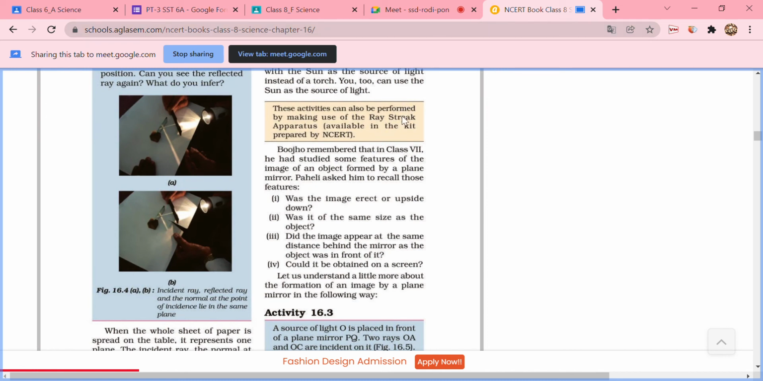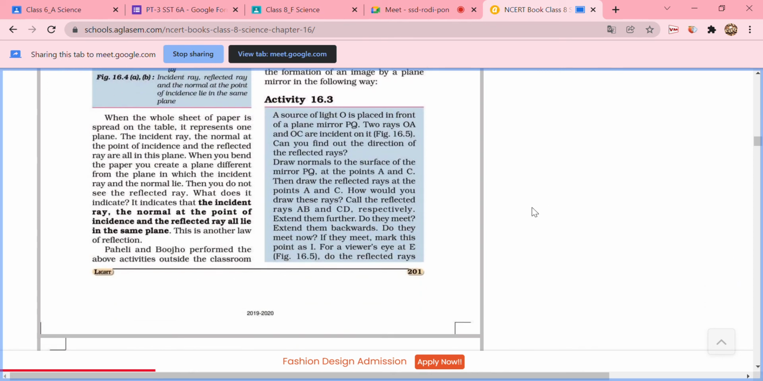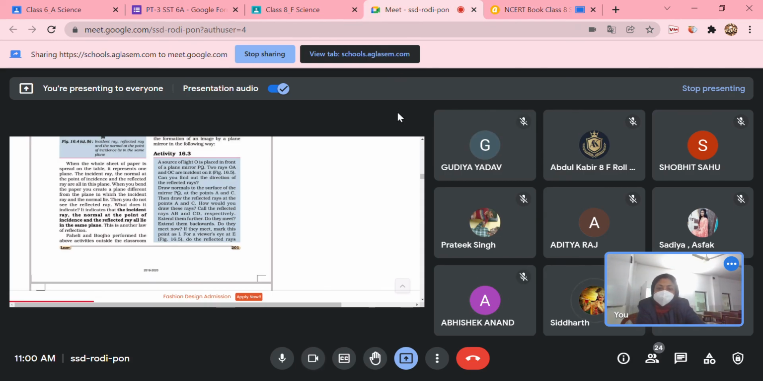Yes, Siddharth, now continue from the next, that is below 16.4, in the whole sheet. When the whole sheet of paper is spread on the table, it represents one plane. The incident ray, the normal at the point of incidence, and the reflected ray are all in this plane. When you bend the paper, you create a plane different from the plane in which the incident ray and the normal lie. Then you do not see the reflected ray. What does it indicate? It indicates that the incident ray, the normal at the point of incidence, and the reflected ray all lie in the same plane. This is another law of reflection.